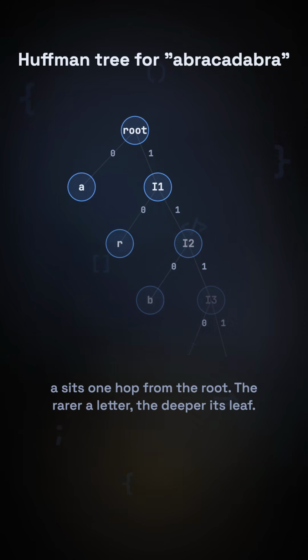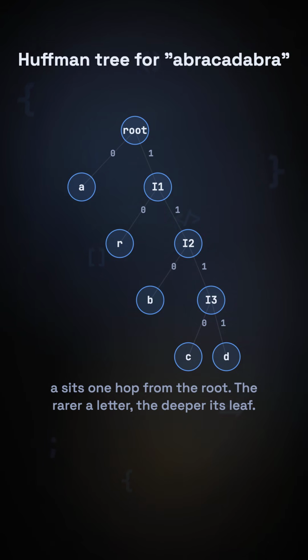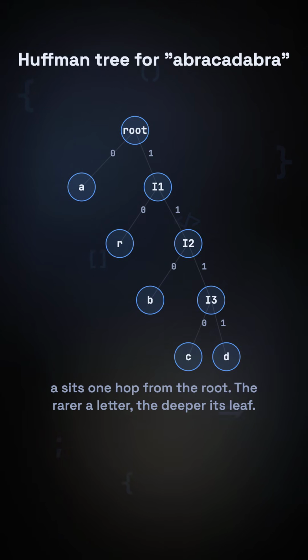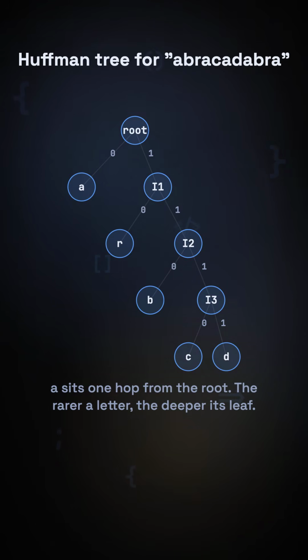Take the word abracadabra. A appears 5 times, B and R twice, C and D just once. Huffman merges the two rarest first, then keeps pairing up the smallest until every letter hangs from one tree. The most common letter, A, ends up right beside the root, just one hop down. The rarer a letter is, the deeper it sinks, so C and D settle at the very bottom.